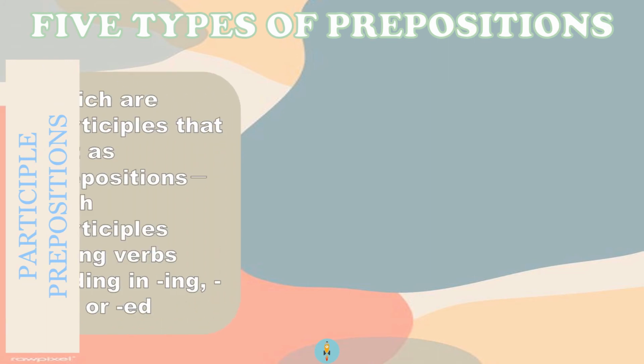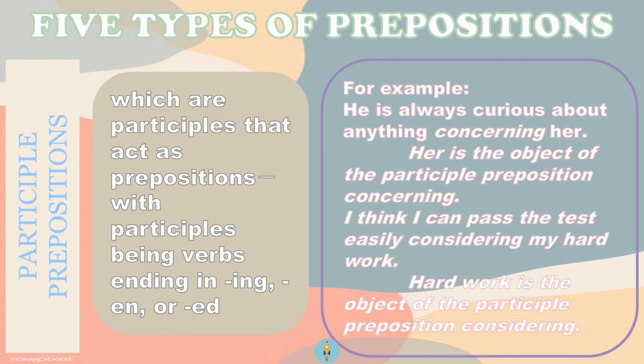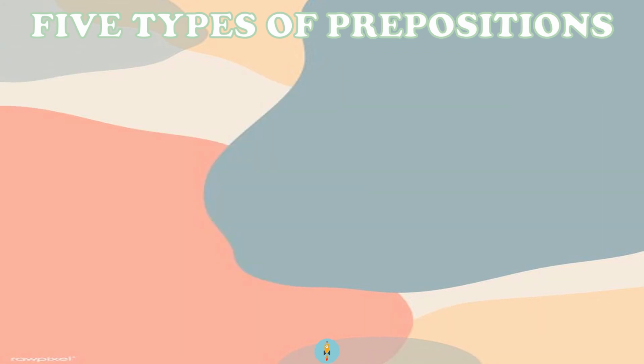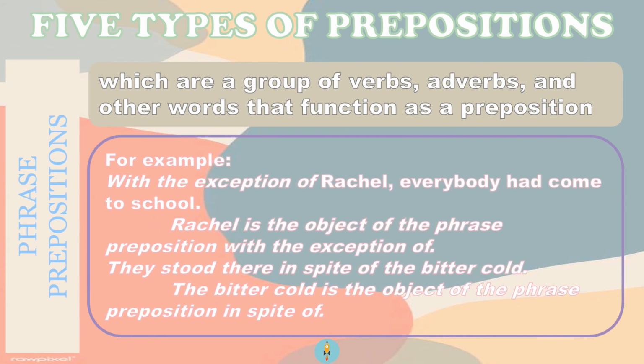Now we're down to participle prepositions, which are participles that act as prepositions, with participles being verbs ending in -ing, -en, or -ed. Finally, we have phrase prepositions, which are a group of verbs, adverbs, and other words that function as a preposition.